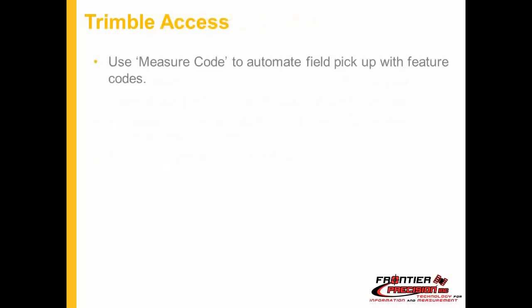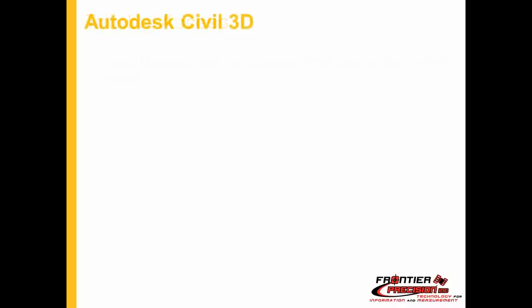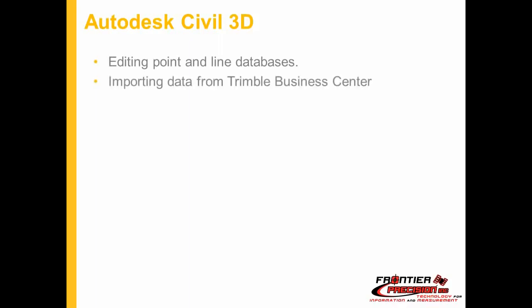In Trimble Access, we will demonstrate measure codes to automate field pickup with feature codes. In Autodesk Civil 3D, we will edit point and line databases, importing data from Trimble Business Centre and processing point and line work.